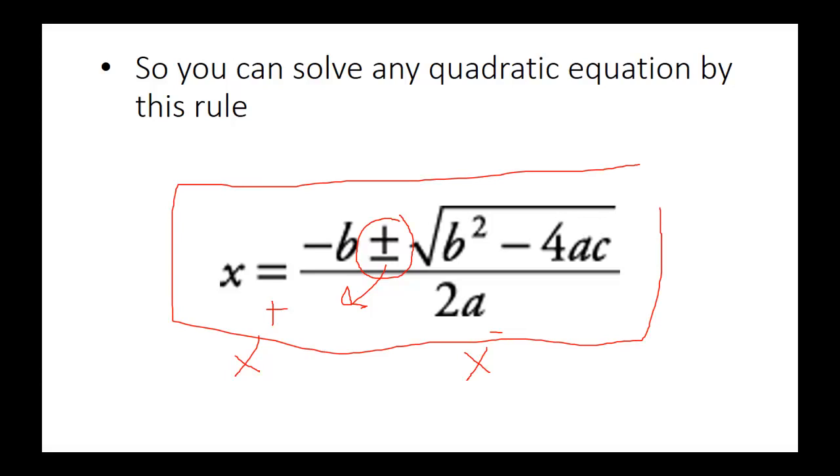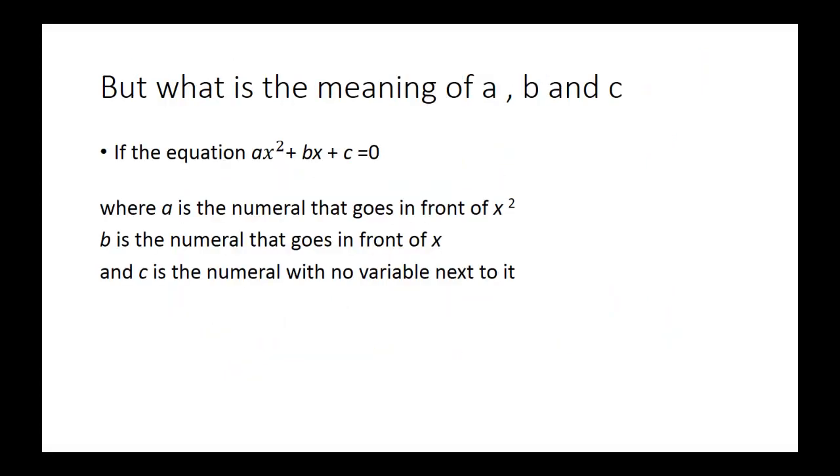But what are a, b and c? What is the meaning of a, b and c in the general formula? The general form of the second quadratic equation is ax power 2 plus bx plus c equals 0. So a is the numeral that goes in front of x power 2. A is the coefficient of x power 2.